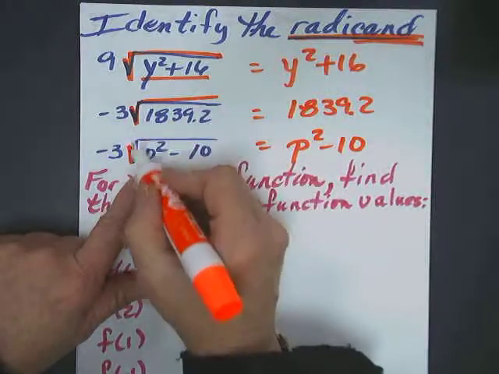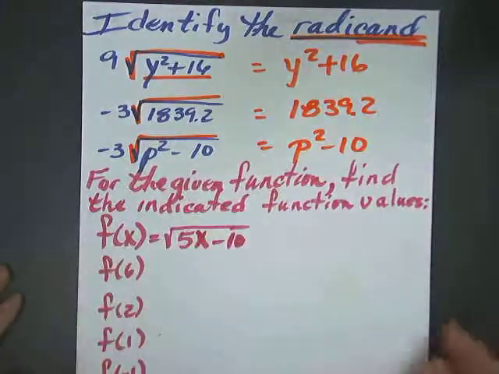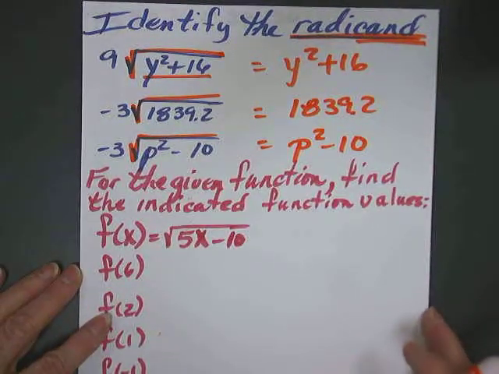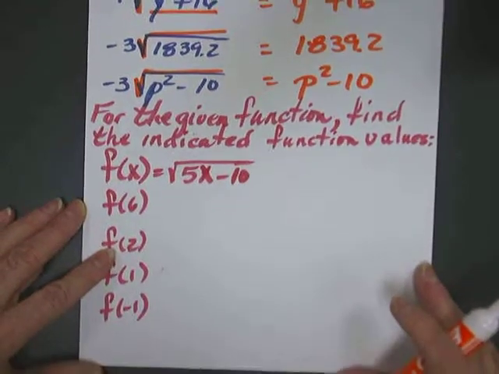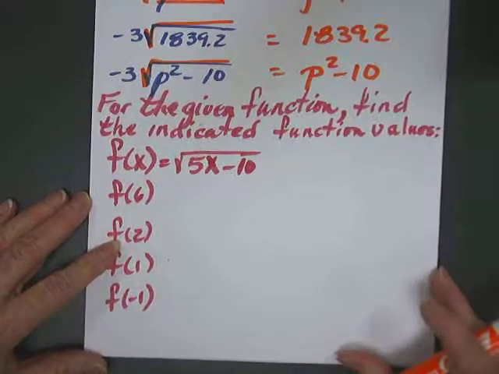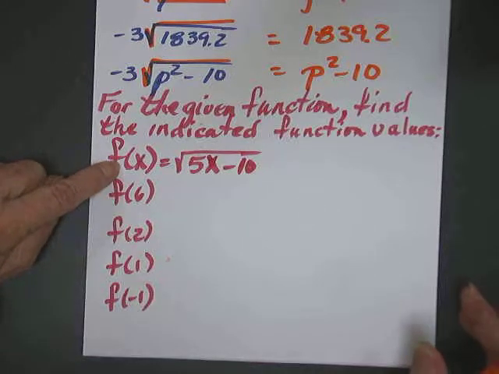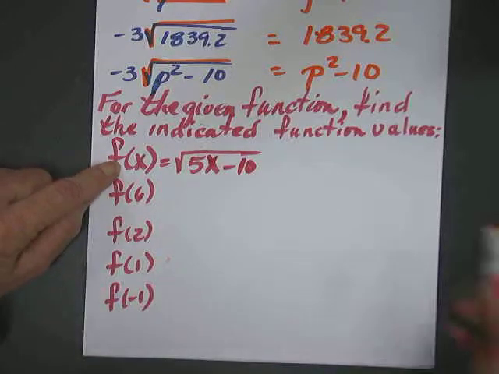What's your radicand of this? B squared. It's just what's under your square root. So what's under there is your radicand. Bless you.